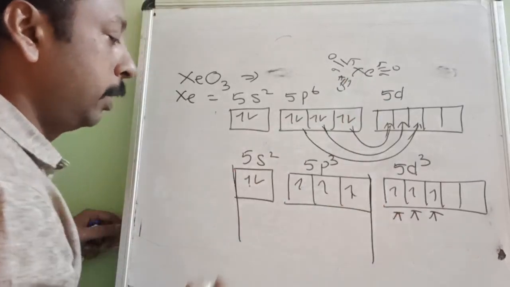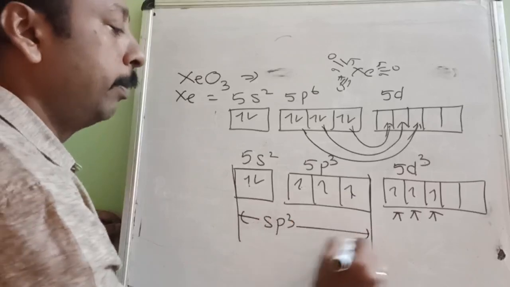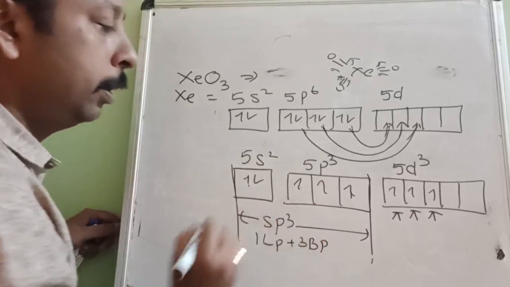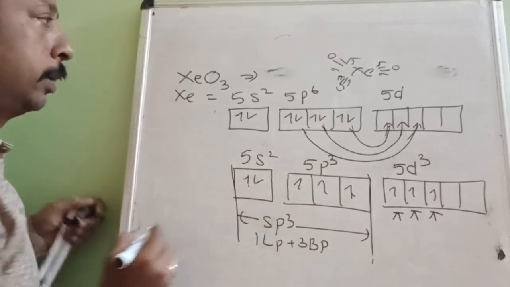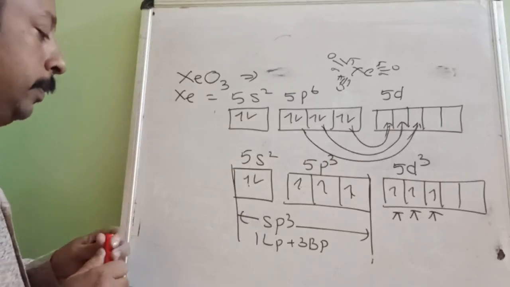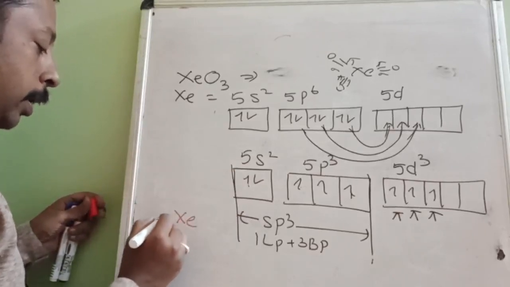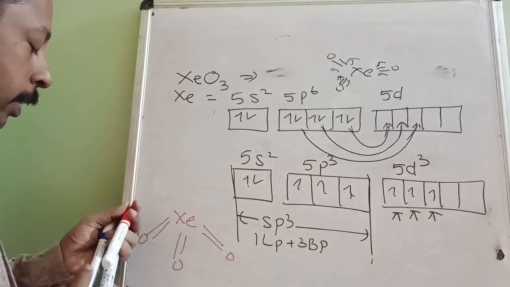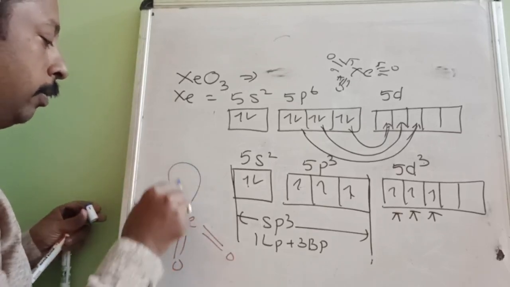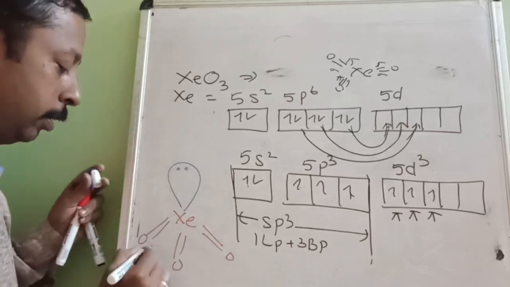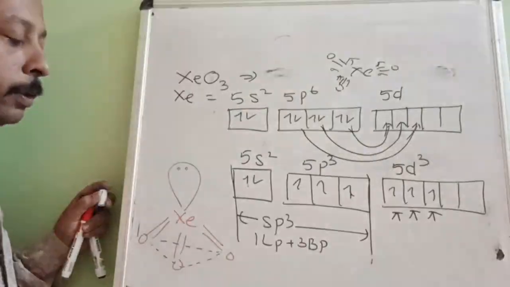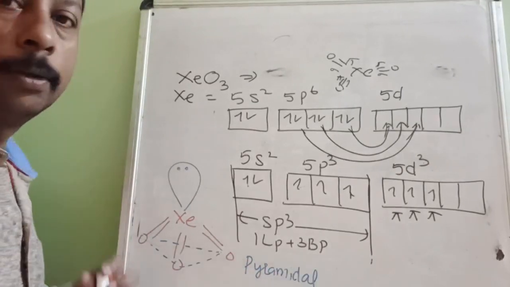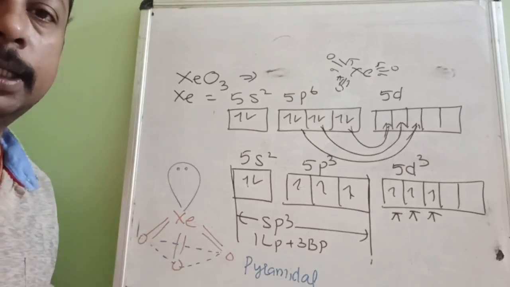So what will be the structure here? sp3. But in sp3, one lone pair, and how many bond pairs are there? 3 bond pairs. As per sp3, what should be the structure? The structure must be xenon with double bonded oxygen, double bonded oxygen, double bonded oxygen. But here you will find a lone pair. So this is the structure of xenon trioxide. What is it called? Pyramidal. Okay. So the first oxide structure, I think it is understood now.